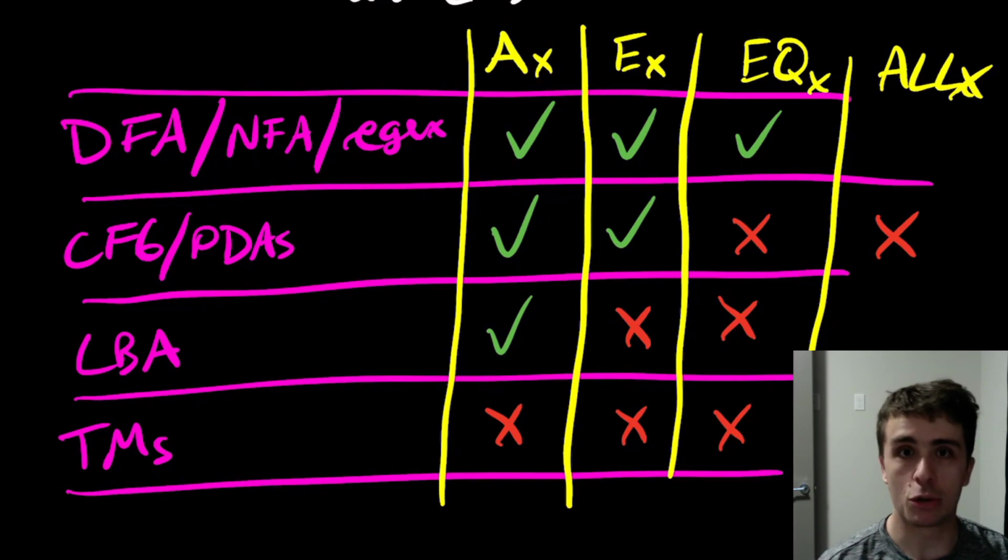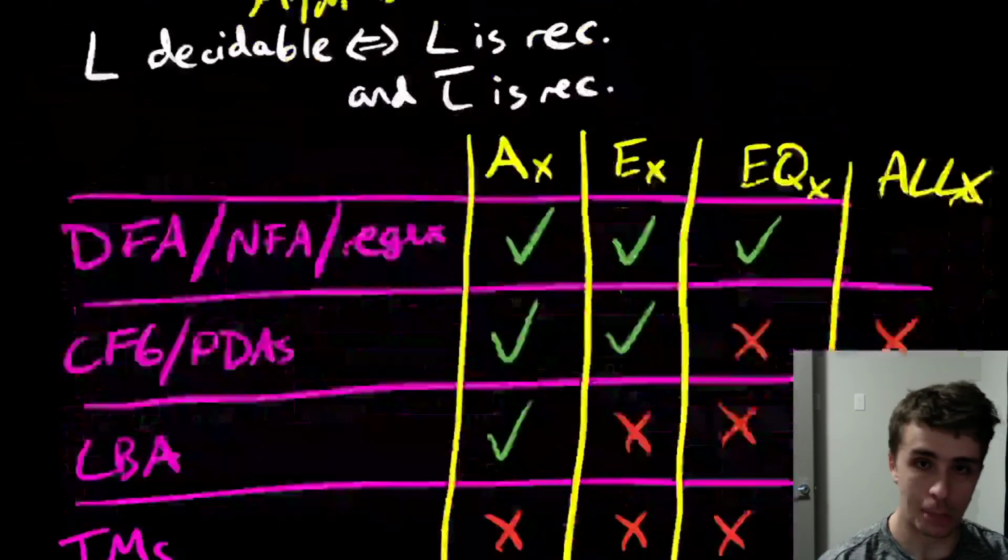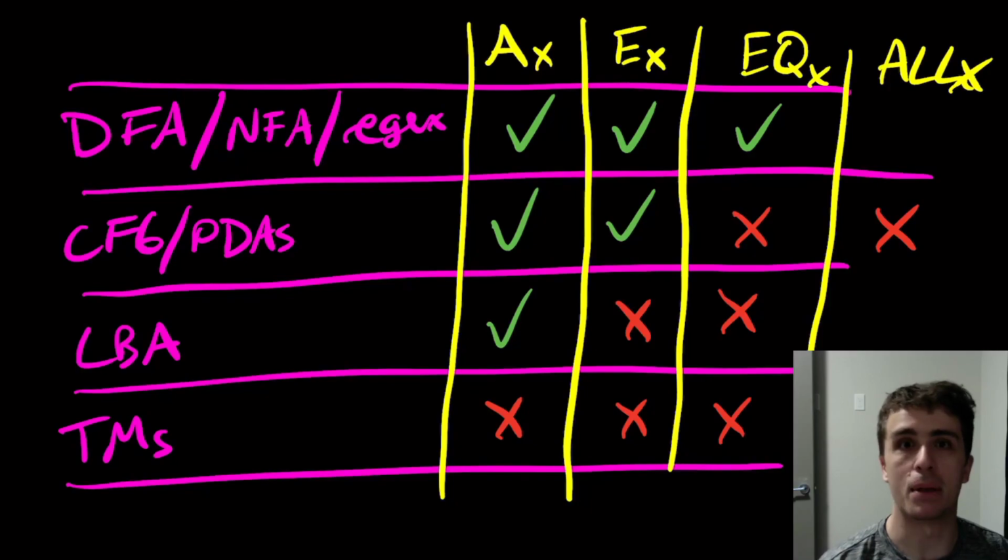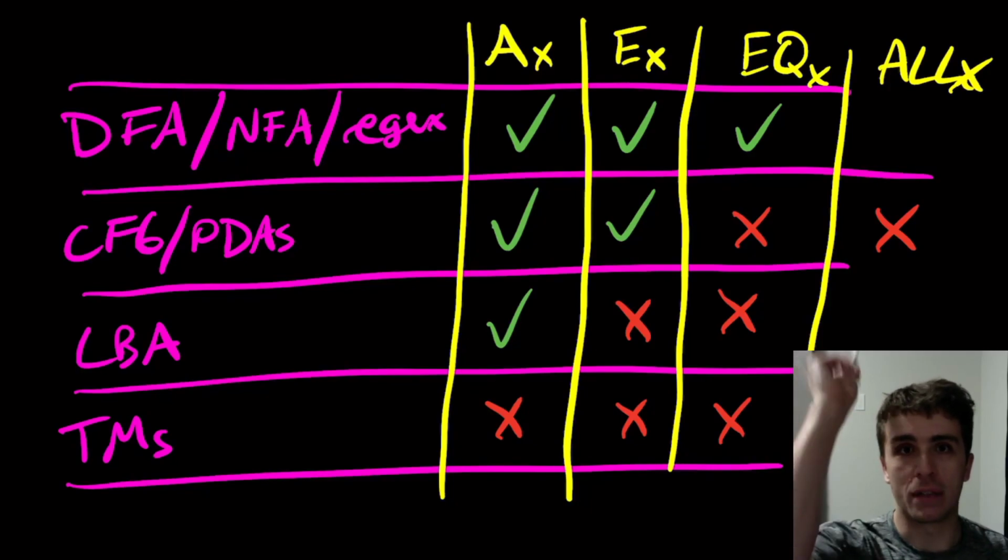All right, so that was a quick summary of closure properties as well as decidability and undecidability results. So hopefully that was interesting.